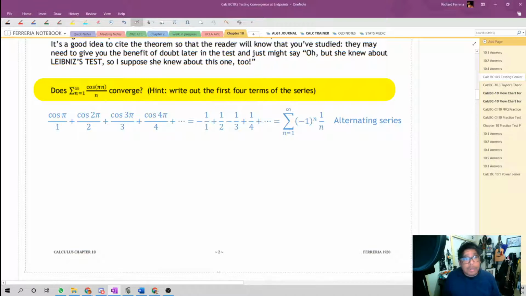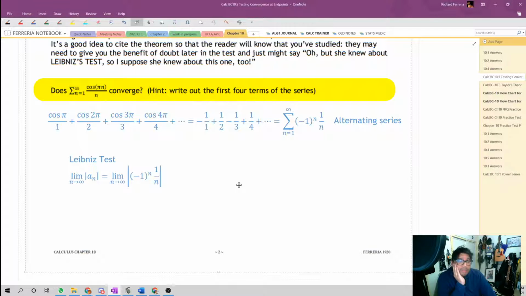Moreover, this is an alternating series, and I would definitely write the words alternating series on my paper. You want to look like you know what you're doing. The next thing is we're going to cite the test that is appropriate here, and it is the Leibniz test. So we cite the Leibniz test and we write down the start of this test, which is the limit as n goes to infinity of the absolute value of a_n.